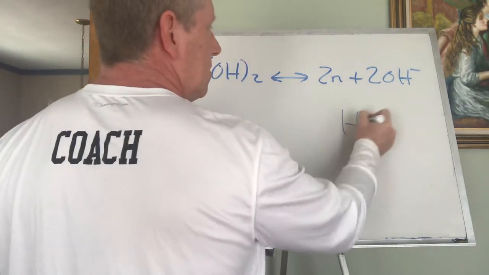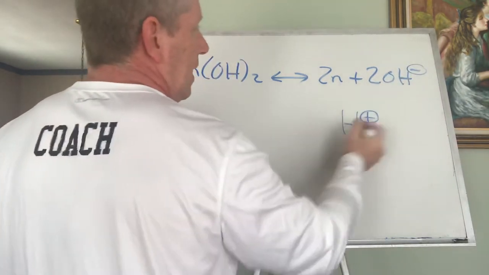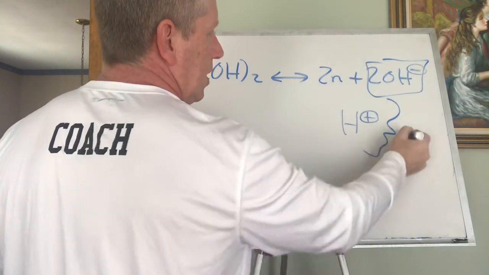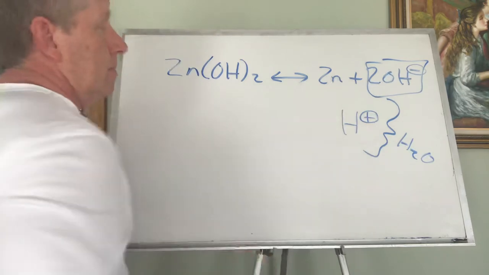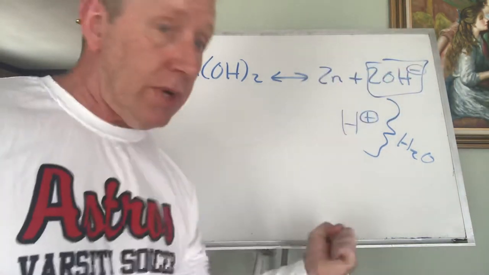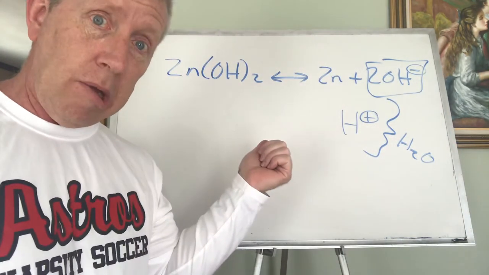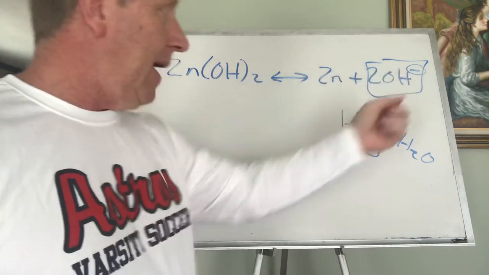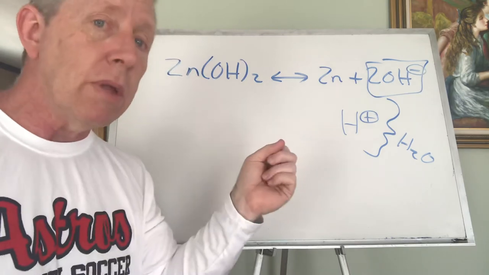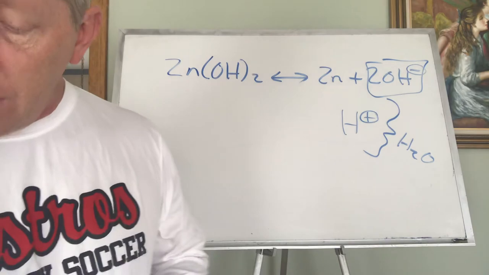If you add some hydrogens in here, those hydrogens, once again, will be seeking out the negative, and we'll be seeking out some hydroxide. And if we do this, we will end up getting some water formed. And that water formed means you pulled hydroxide out of this reaction. This side freaks out. We got to make more of that, so we got to break down more of this, which means this becomes more soluble.